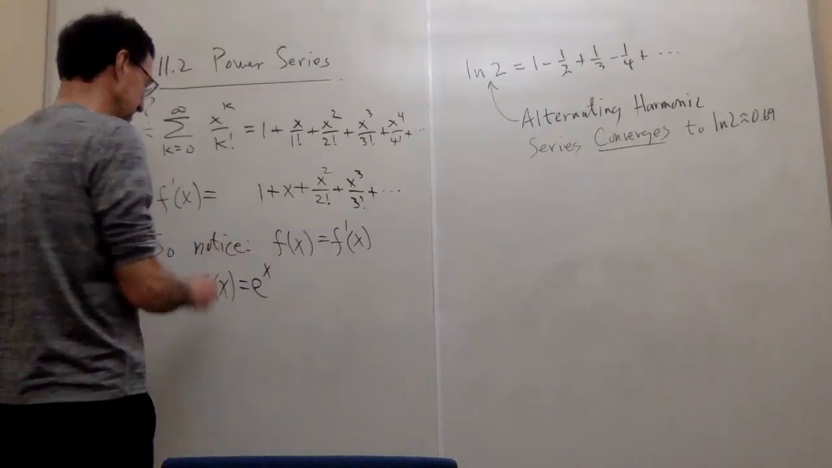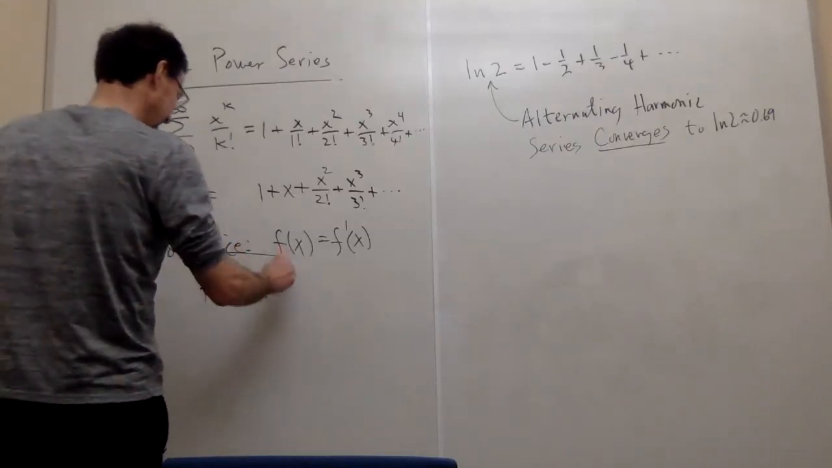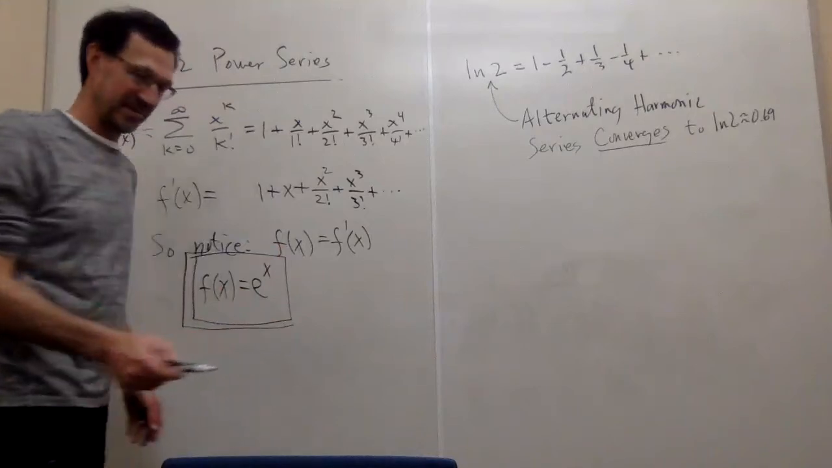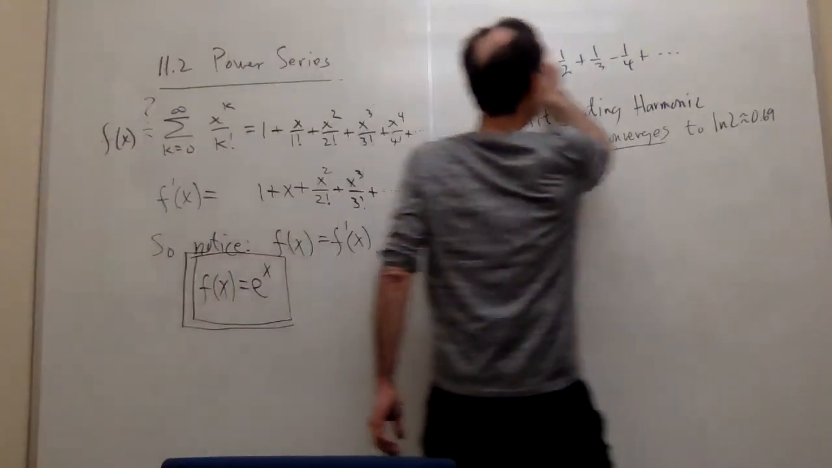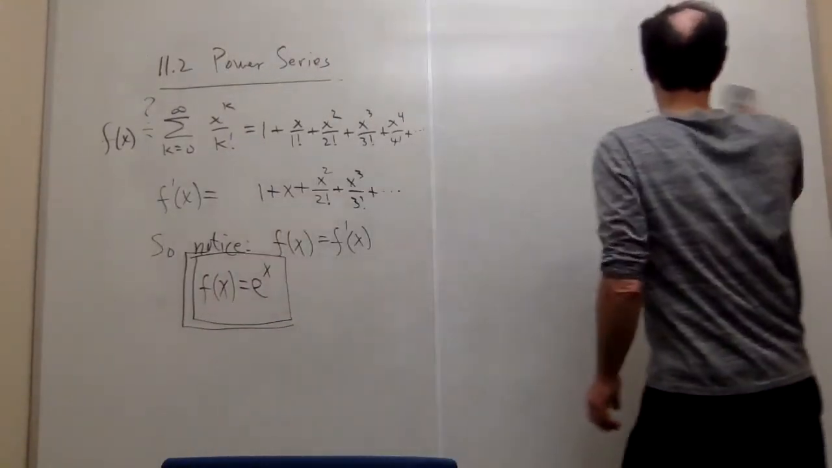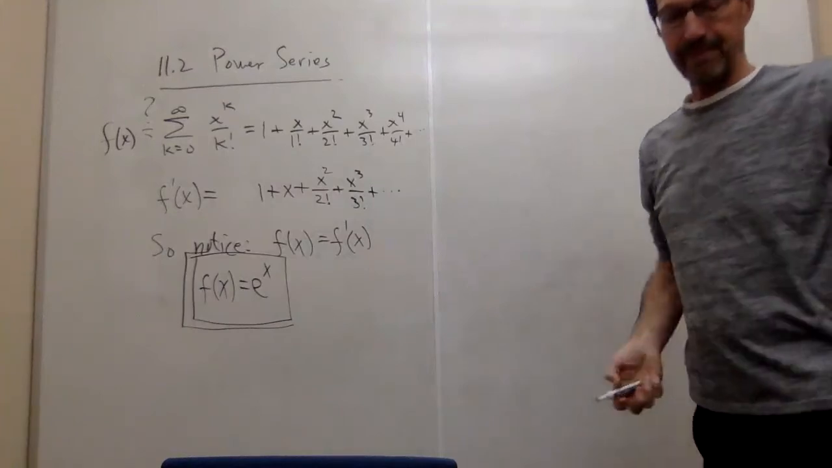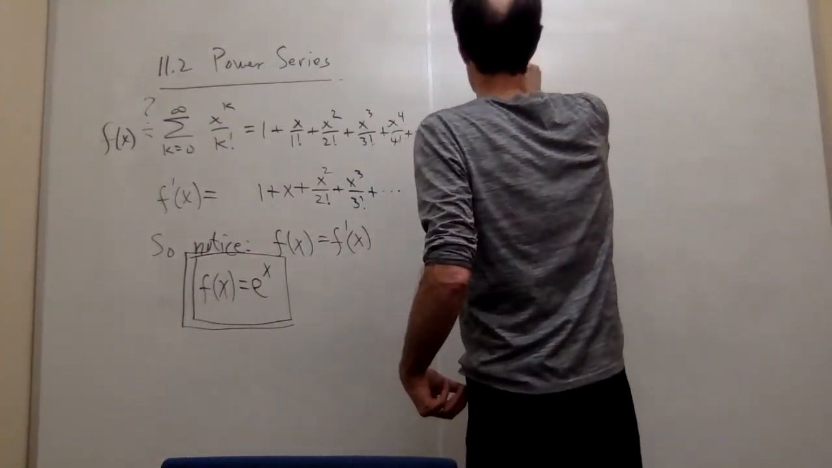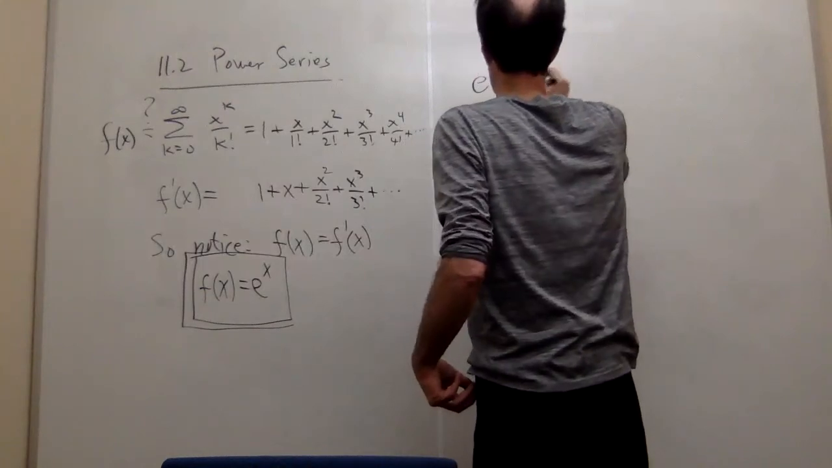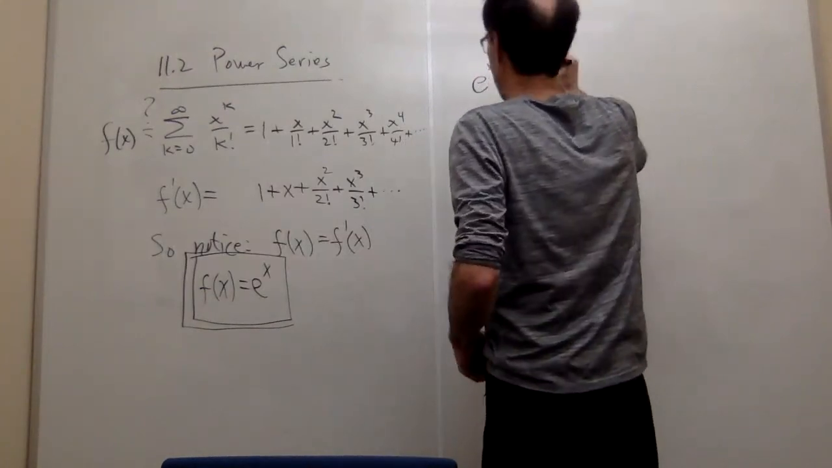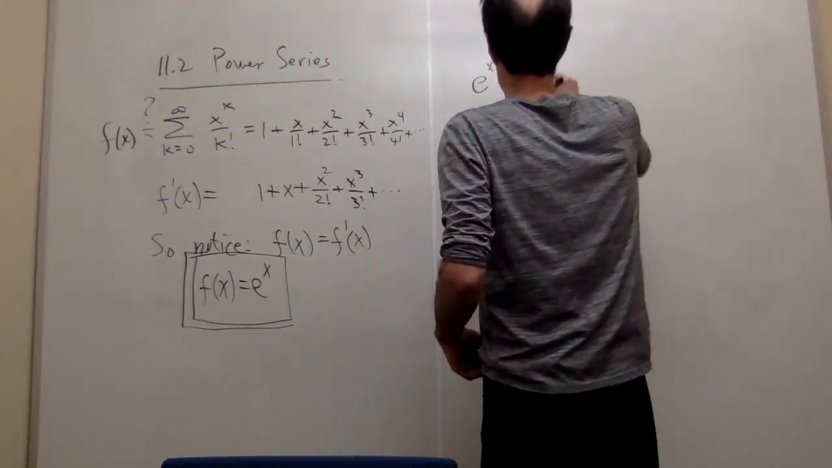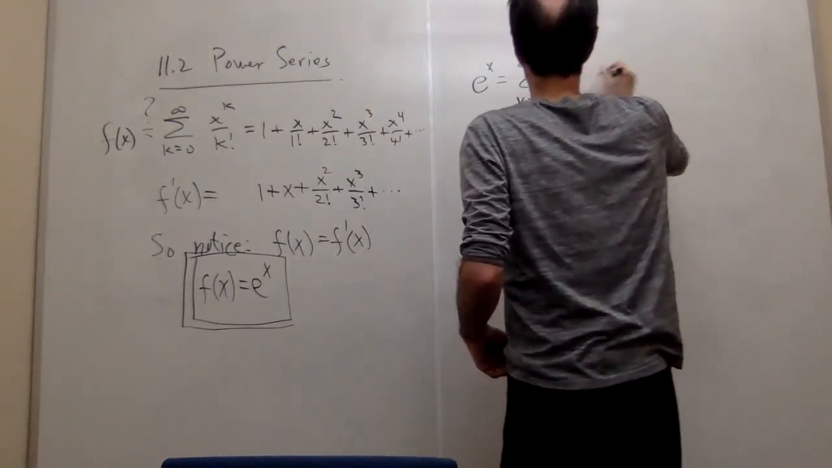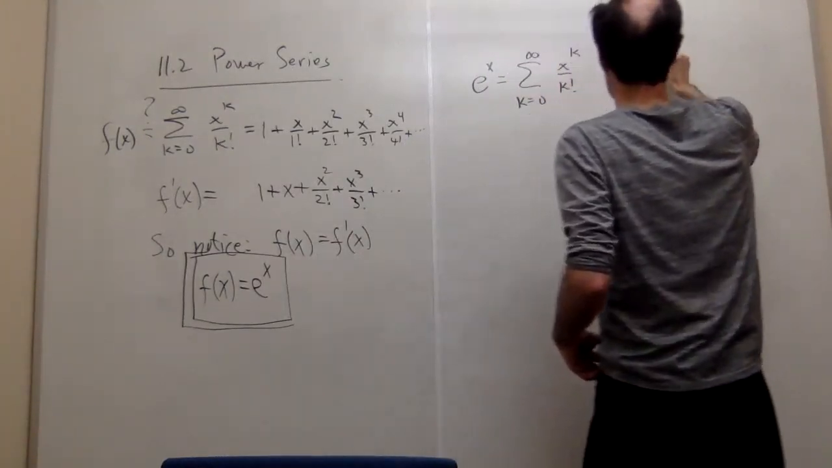I would write an exclamation point, but there are factorials in this problem. We'll just double box it. Actually, let's write it in all its glory, and then we'll double box it. So what we've shown is that the function e to the x is the sum of the series k equals 0 to infinity x to the k over k factorial. And this is true for all x.